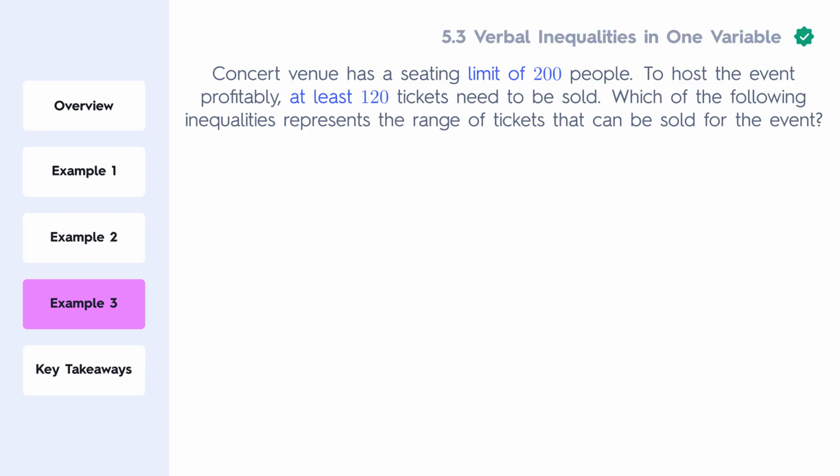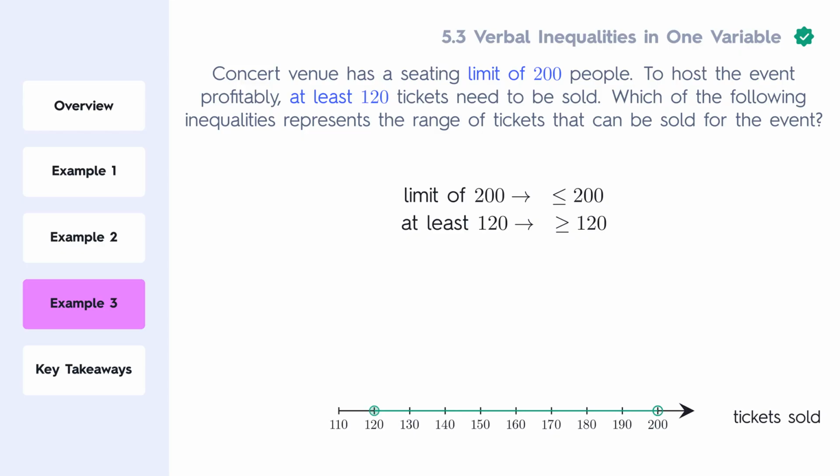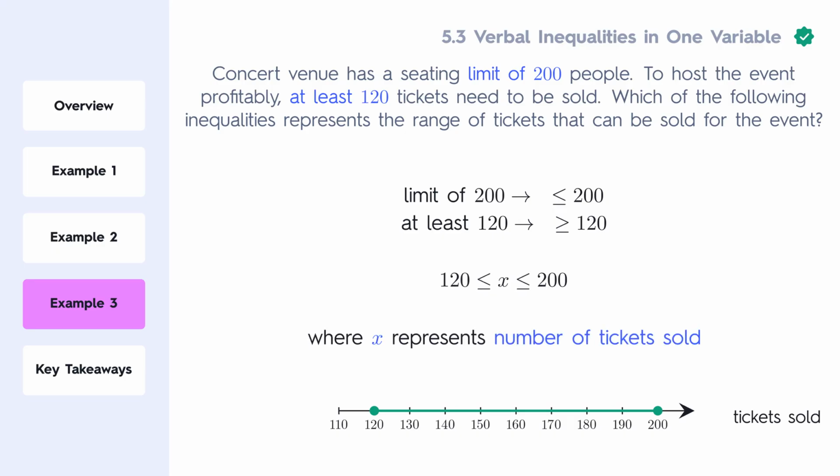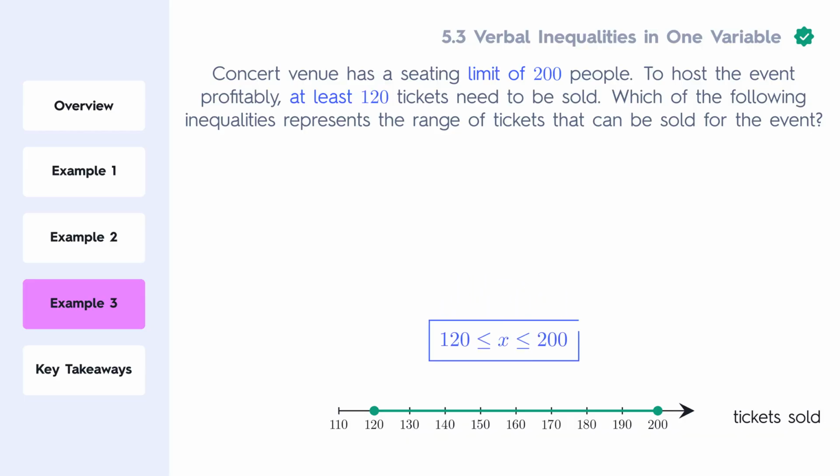Limit of 200 tells us that the number of tickets sold cannot exceed 200. So, we'll use less or equal to 200. At least 120 tickets means we need a minimum of 120 tickets sold to meet the profit goal. This phrase translates to greater or equal to 120. Now that we have the two inequalities, we can combine them to express the range of possible tickets sold. Let x represent the number of tickets sold. The sales must be at least 120 but no more than 200. The correct answer is A, as it satisfies both the minimum ticket requirement and the seating limit.